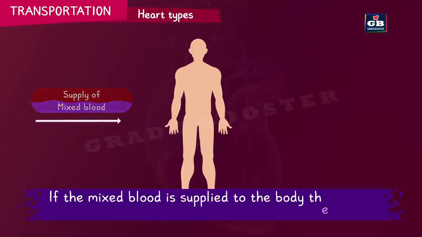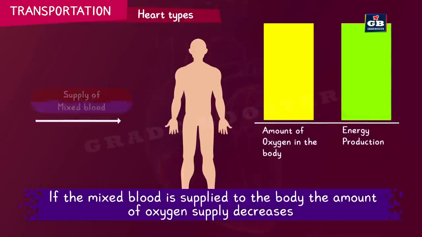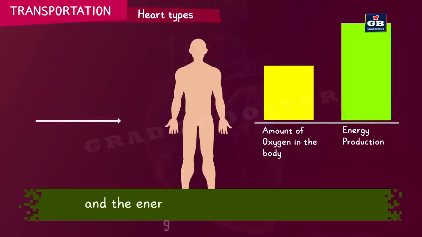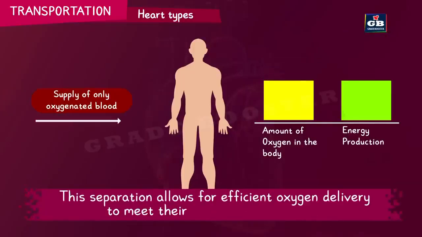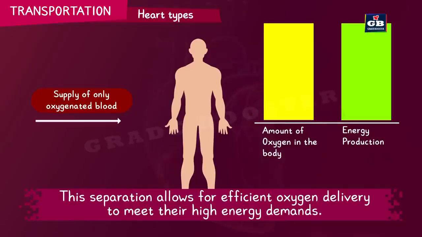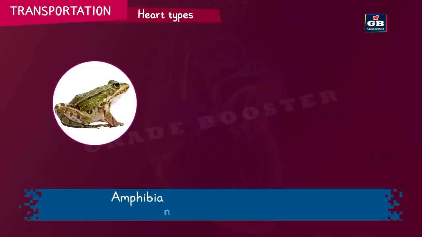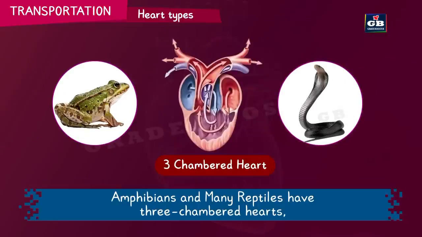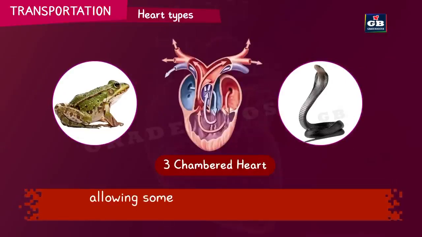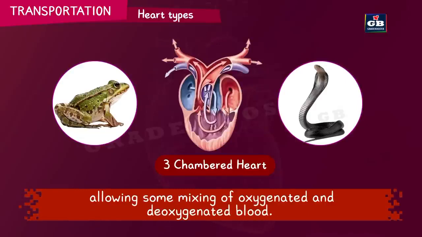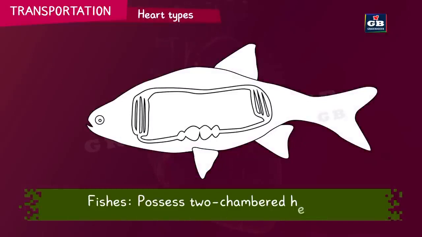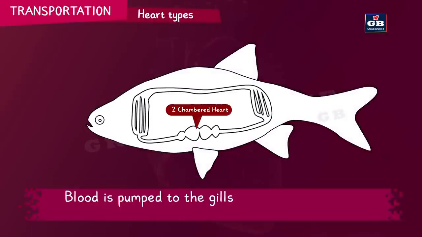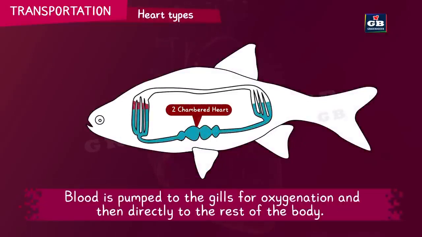If the mixed blood is supplied to the body, the amount of oxygen supply decreases and the energy production also decreases. This separation allows for efficient oxygen delivery to meet their high energy demands. Amphibians and reptiles. They have three-chambered hearts, allowing some mixing of oxygenated and deoxygenated blood. Fishes. They have two-chambered hearts. Blood is pumped to the gills for oxygenation and then directly to the rest of the body.